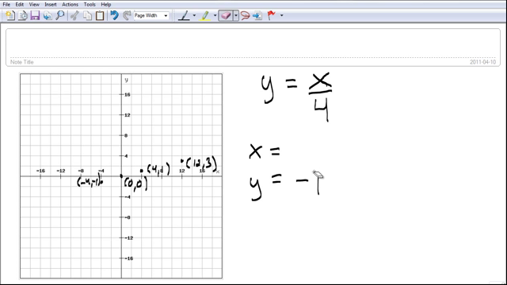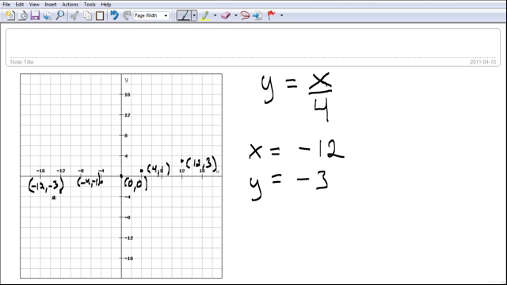One more point. Let's do minus 12. We put minus 12 here into the function. Minus 12 over 4 is minus 3. So first x value minus 12 here, and then go down to minus 3 is here. So minus 12 and minus 3.